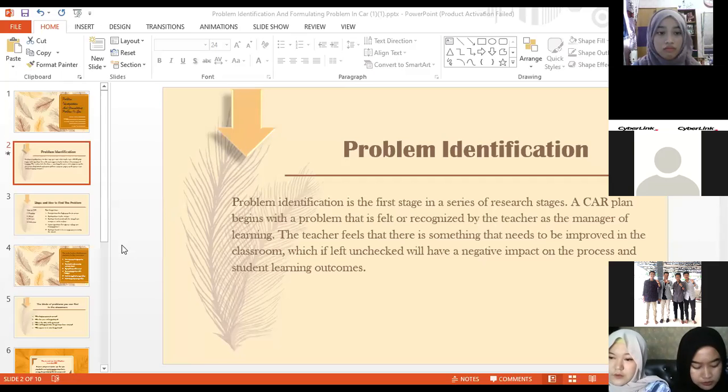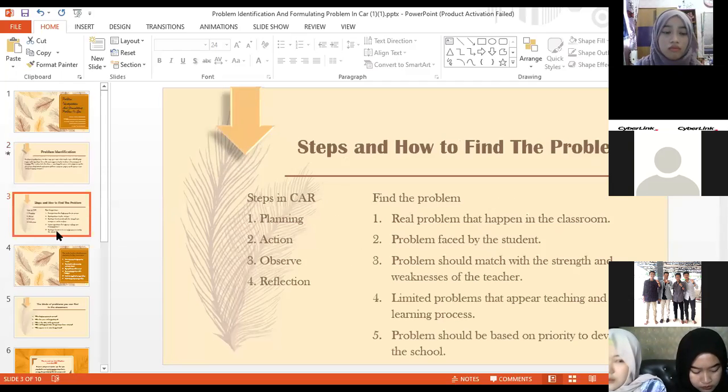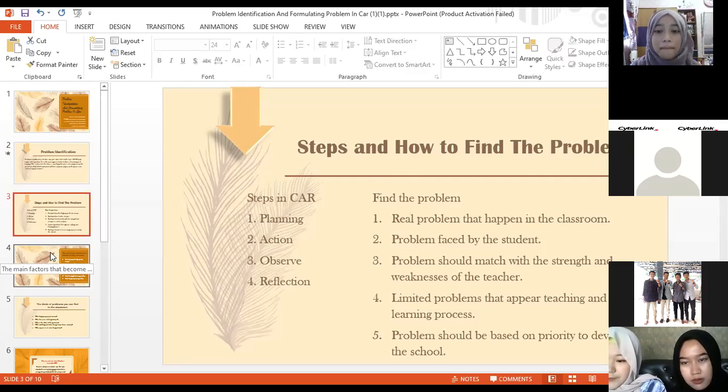Next one, please. Next slide. Steps and how to find the problem. Here you mention the steps. Maybe first of all you have to focus on how to find the problem first. Here you mentioned five things, such as what we probably have in the classroom, matching with the strength, and limiting the problem.